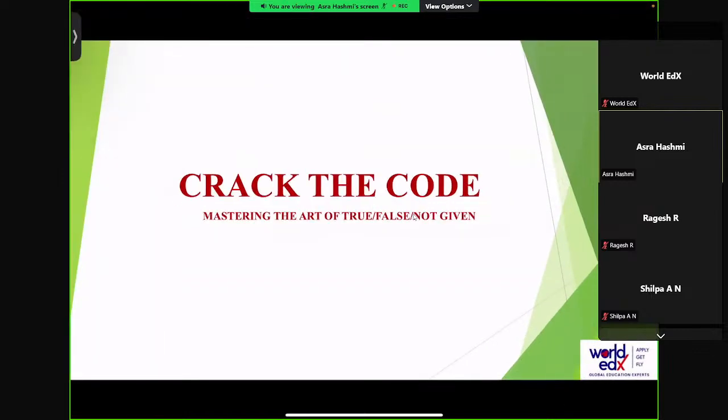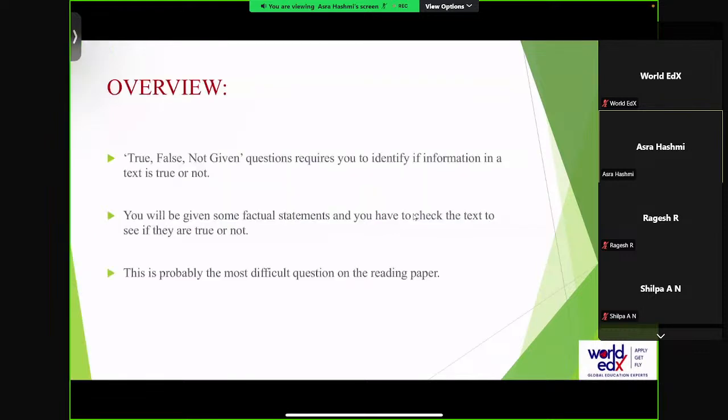So in today's session, we are going to learn how to master the true, false, and not given questions, which come under the reading module. These questions require you to identify particular information from the text, whether it is true, false, or not given. Remember that the information is always going to be factual statements, and you have to check whether it aligns with the text, does not align with the text, or whether it is humanly impossible for you to know whether it is true or false.